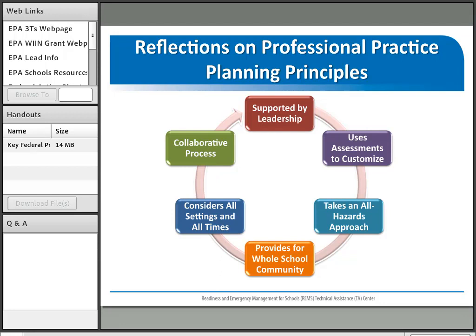We want to make sure that a healthy school environment provides for the access and functional needs of the whole school community. Planning should include the needs of students, staff, and visitors. If we're going to have visitors, for example, on Grandparents' Day, we want to make sure that we're providing for the needs of children, adults, and the elderly. People with disabilities and access and functional needs can include things like language, transportation access, and medical needs. So these are a lot of things that we want to think about.